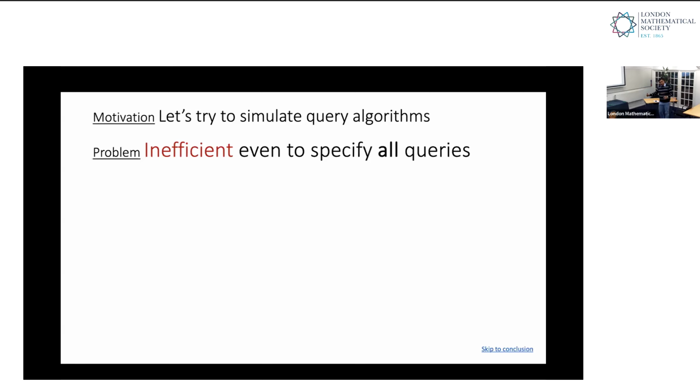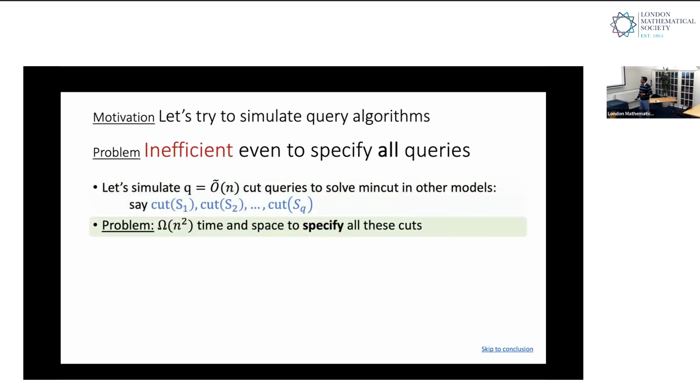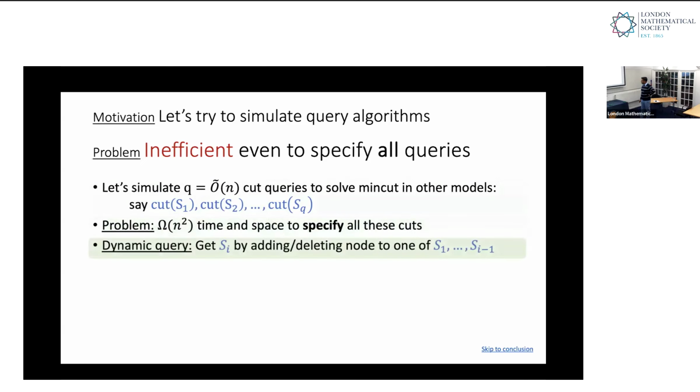And if you have n many cut queries, that's already n squared amounts of information that you're providing. That's way too much information. So here's an example. You have cut of S1 to SQ, and you need essentially n squared time and space to specify all these cuts.